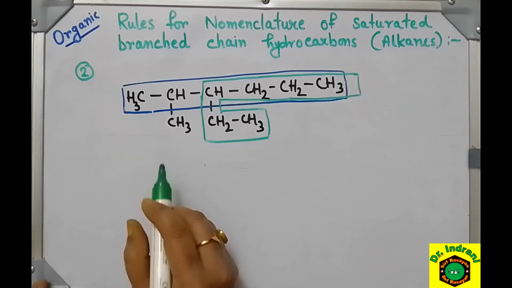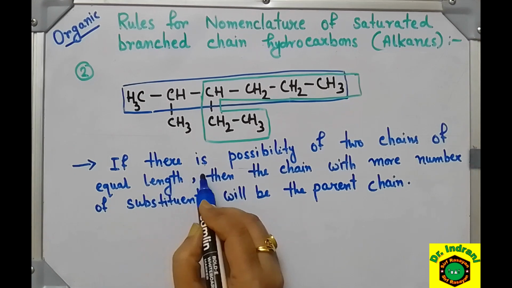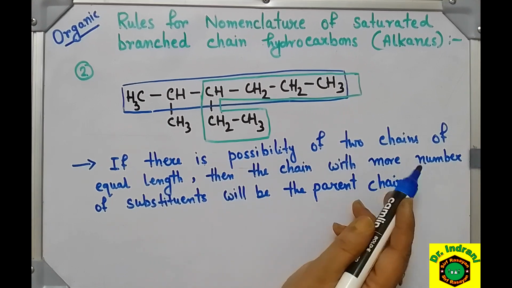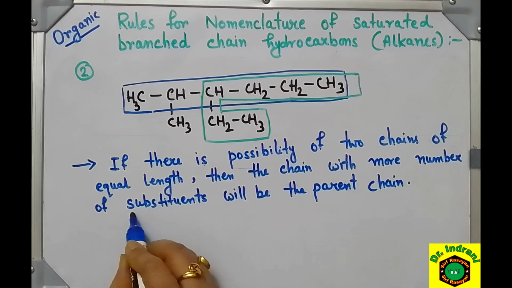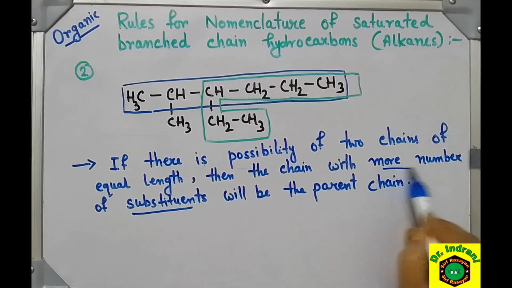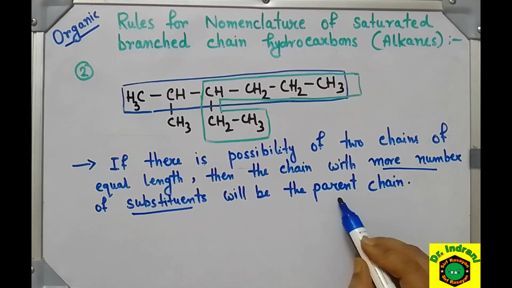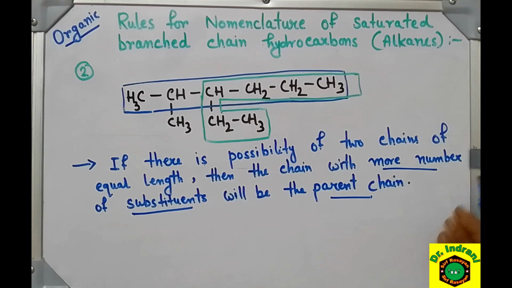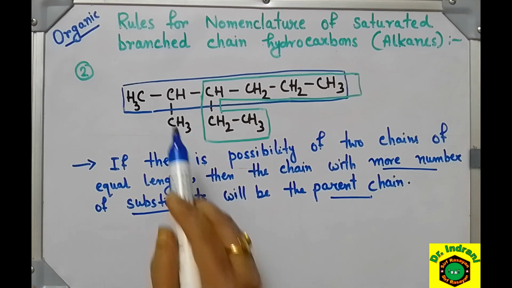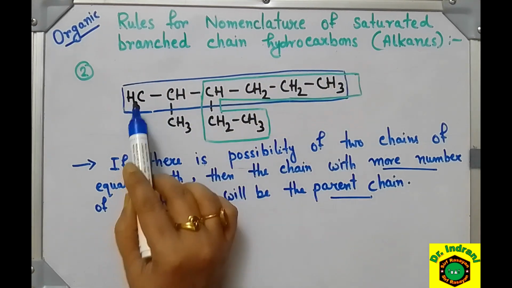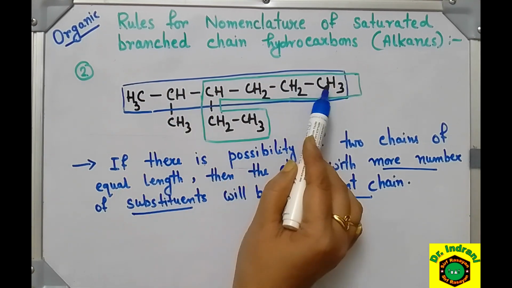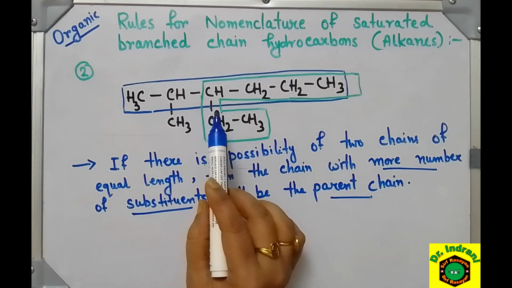So rule 2 says, if there is a possibility of 2 chains of equal length, then the chain with the greater number of substituents will be the parent chain, main chain or principal chain. So here the main chain or parent chain will be this one, the 1, 2, 3, 4, 5, 6 carbon atom chain.